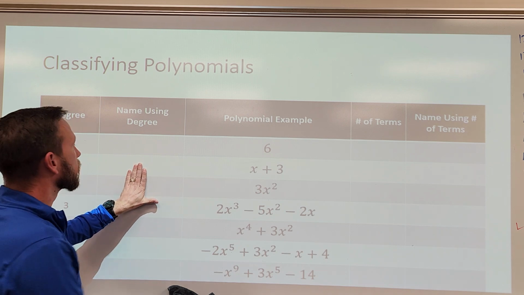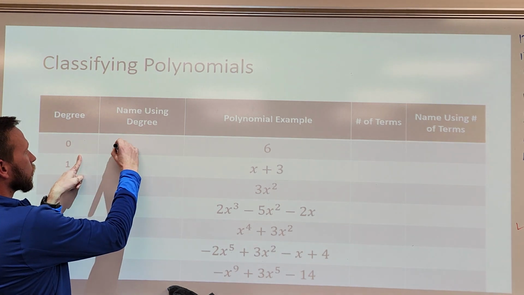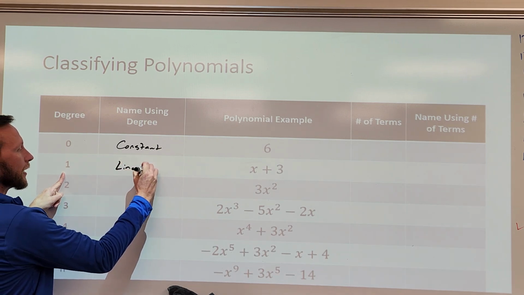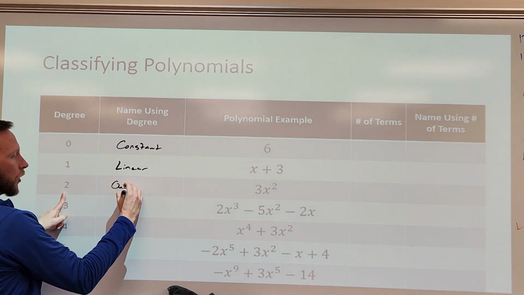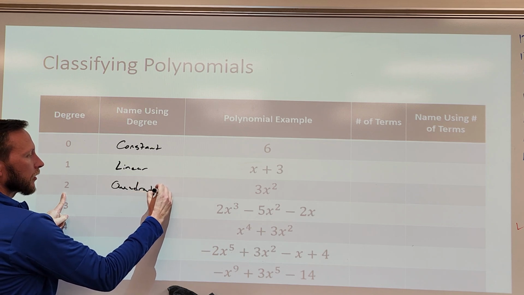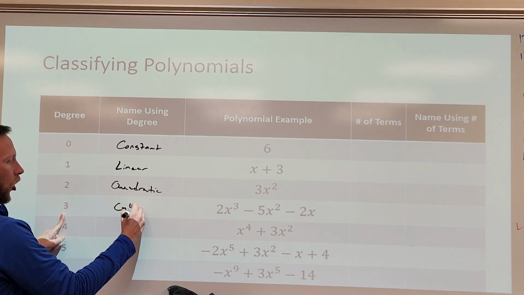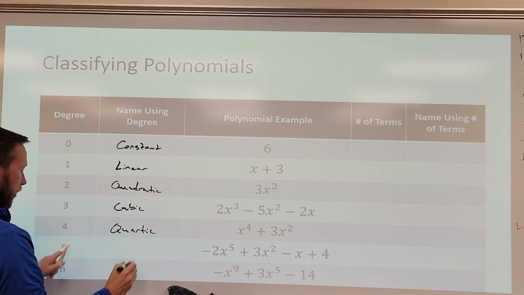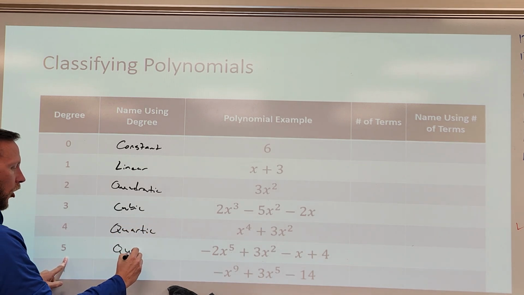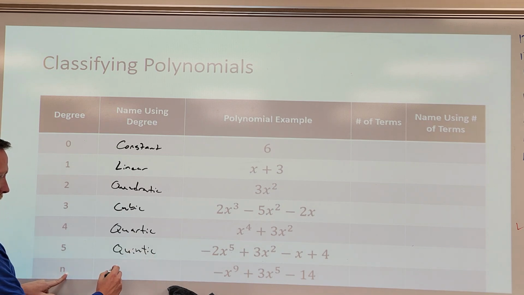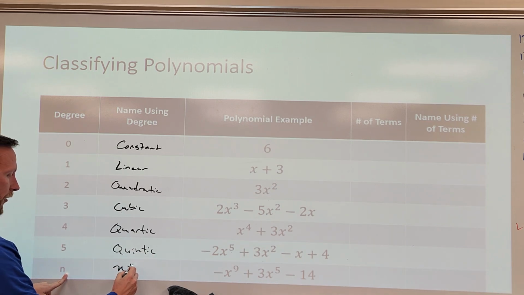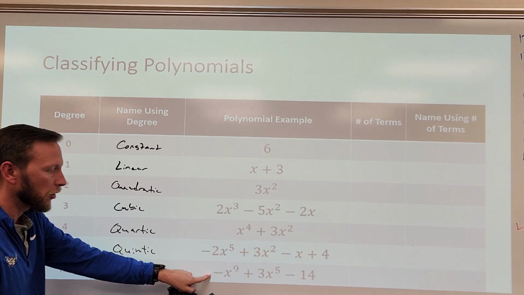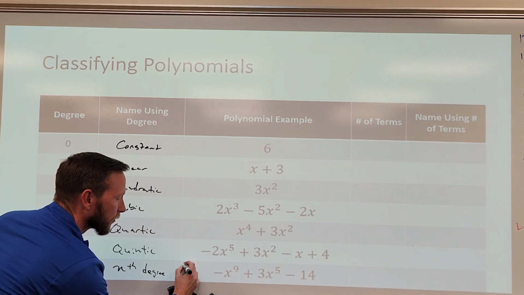Naming using degree: degree 0 we call a constant. Degree 1 we call linear. Degree 2 we call quadratic. Degree 3 we call cubic. Degree 4 we call, and this is new, quartic. Degree 5 we call quintic. And degree n, we just call an nth degree. So in this case, I would call this a 9th degree.